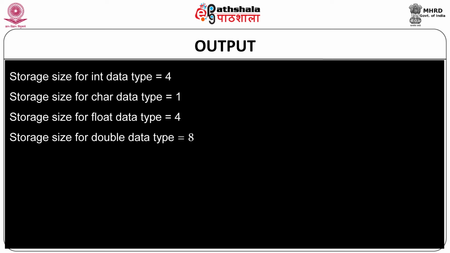Now, here you can see the result or output of the program. You can see the storage size of integer data is 4 bytes, the storage size of character data is 1 byte, the storage size of float data is 4 bytes, and the storage size of the double data type is 8 bytes. So, here you can see the size of integer, character, float and double.